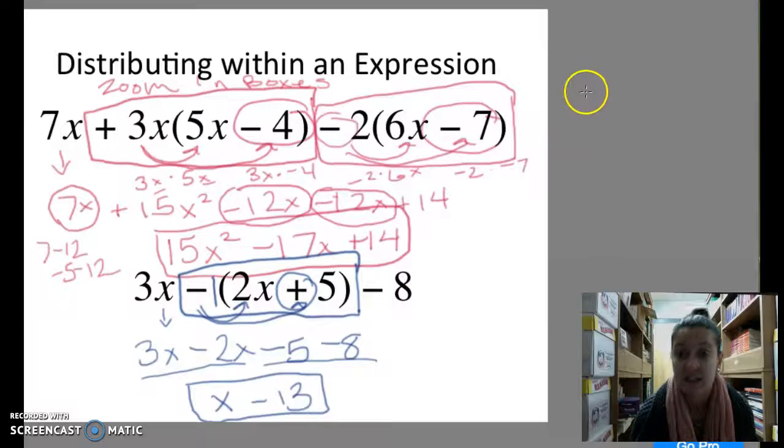Drawing those zoom in boxes is key. You have to do that if you want the right answer every single time.